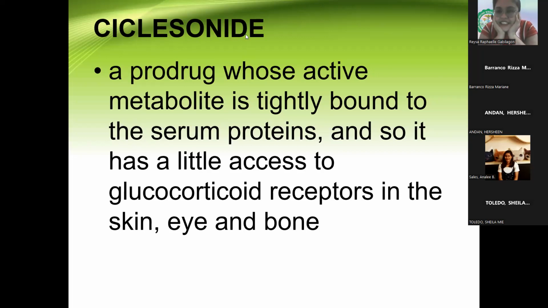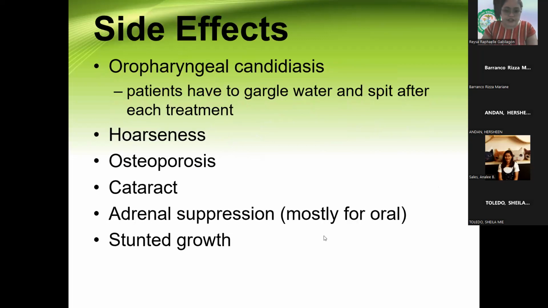Corticosteroids do not really increase appetite. Oh, by the way, before I forget, let's also add fluid retention here, under side effects.